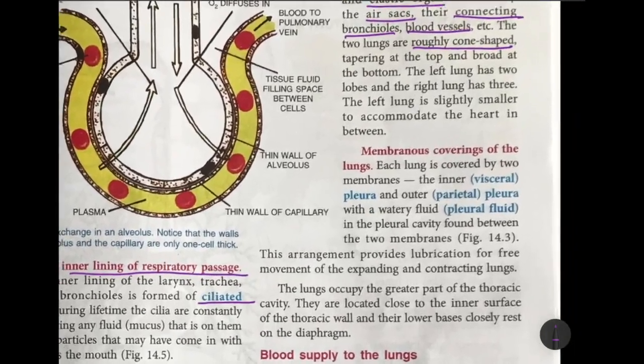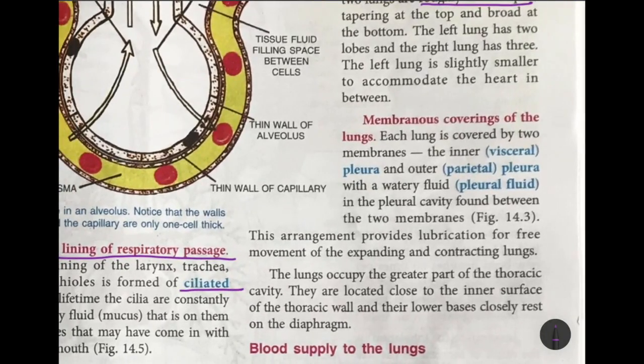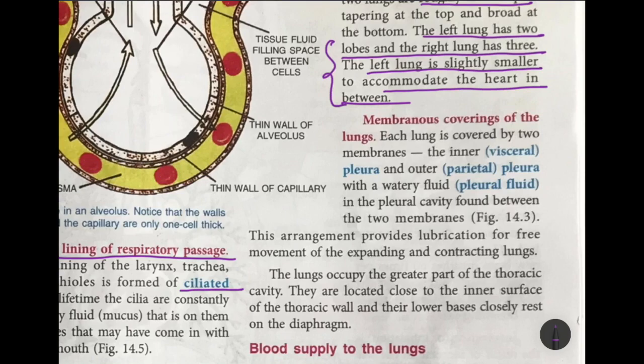The left lung has two lobes and the right lung has three. Sometimes you will get a question asking you to explain why the left lung has two lobes and the right lung has three. Why? Because the left lung is smaller, so that it can accommodate the heart in between. So this is your answer.